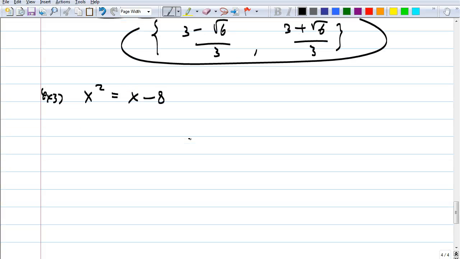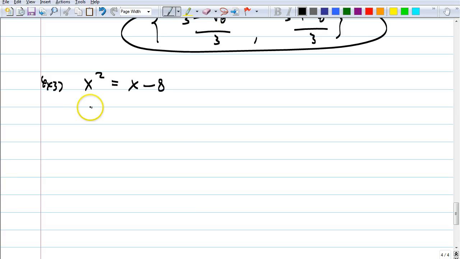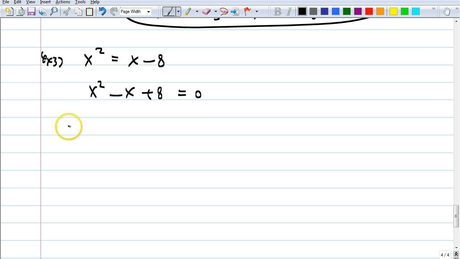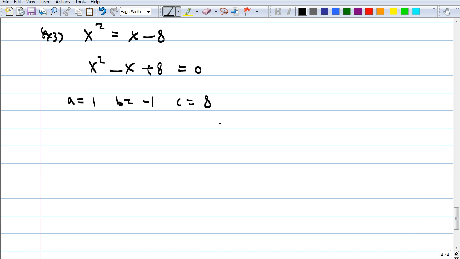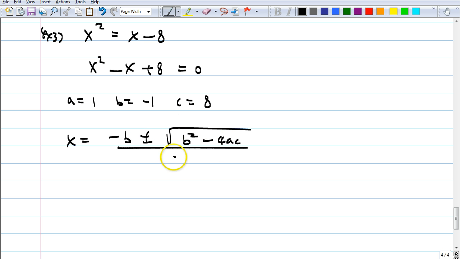Okay, so first of all, guys, time to listen. Did you all write this as x squared minus x plus 8 equals 0? I hope you all did that, otherwise your ABC will be wrong, and then you're not going to get the right answer. A is 1, B is -1, C is 8. Let's plug it in. x equals negative B plus or minus square root of B squared minus 4AC, all over 2A.